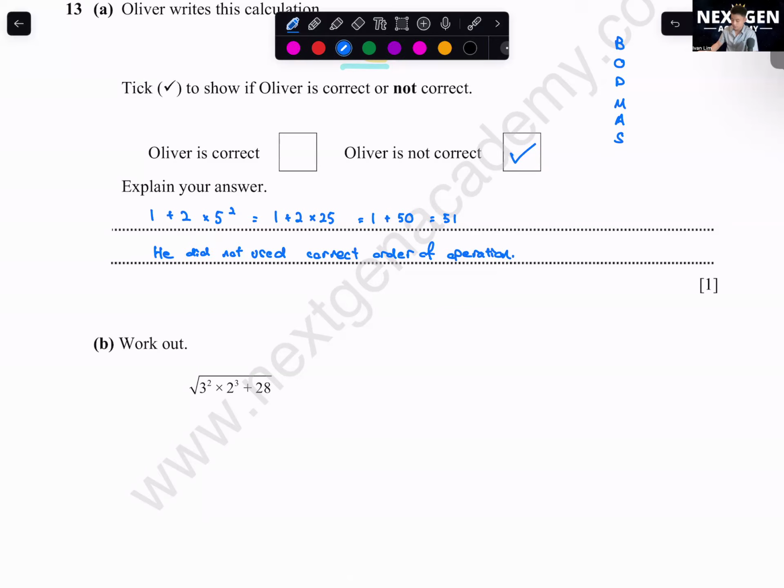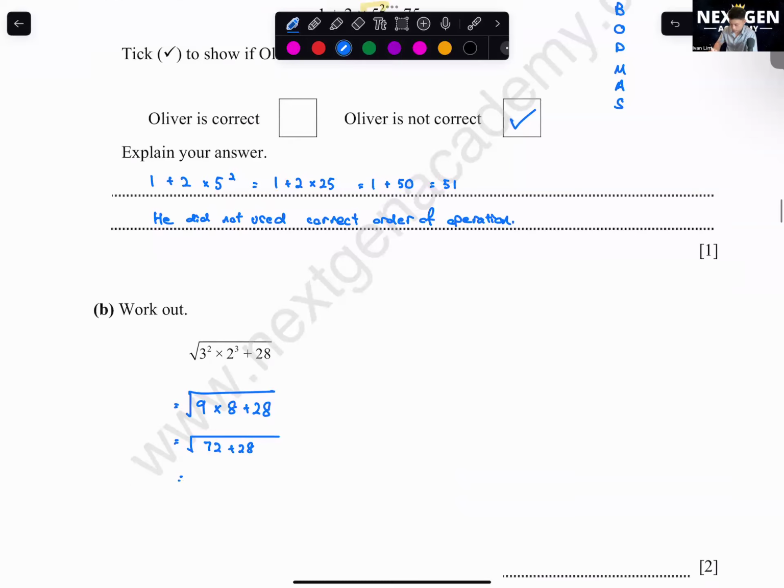Okay, what's this answer? 3 squared times 2 cubed plus 28, then square root. Hang says 10. Okay, we do one at a time. We have to do inside the bracket first. 3 squared is 9, times 2 cubed is 8, plus 28. What's 9 times 8? 72. Then 72 plus 28 is 100. The square root of 100 equals 10.